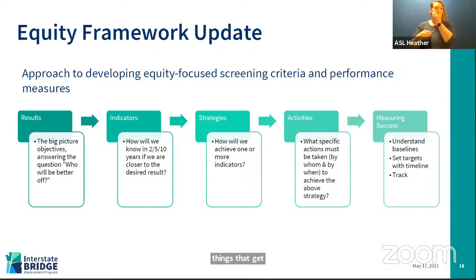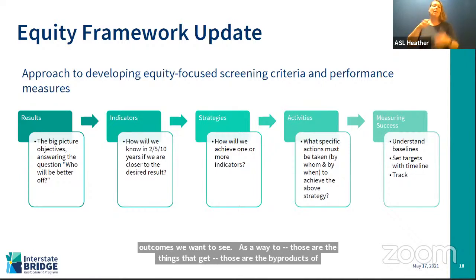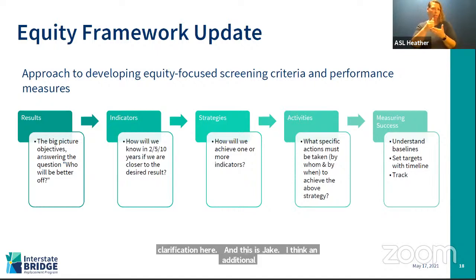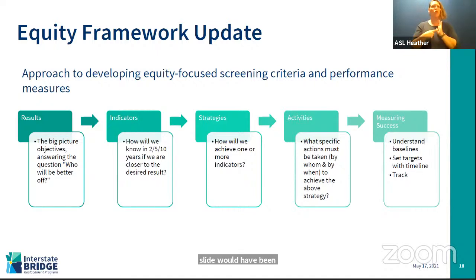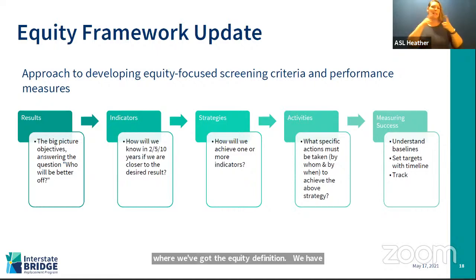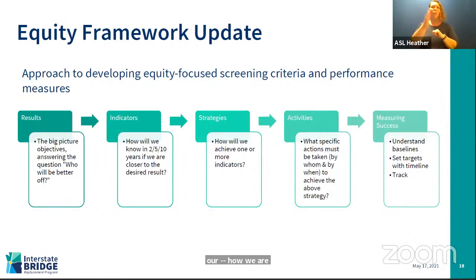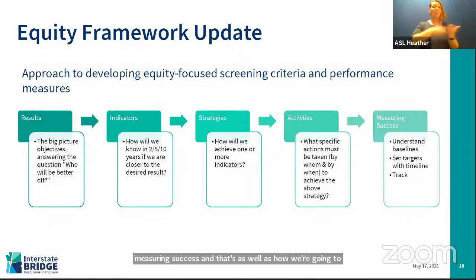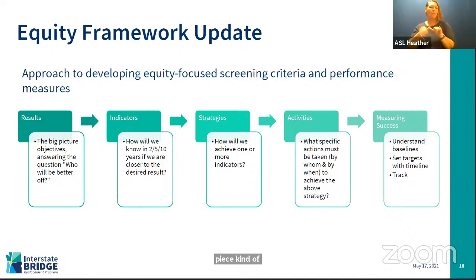So, a point of clarification here. This is Jake. I think an additional slide would have been helpful, showing what we showed you last time: the equity framework basic structure, where we've got the equity definition, how we are measuring success, as well as how we're going to implement and what our overall objectives are. This piece speaks to both those objectives as well as how we are going to be measuring success. That's the goal of how we get there.